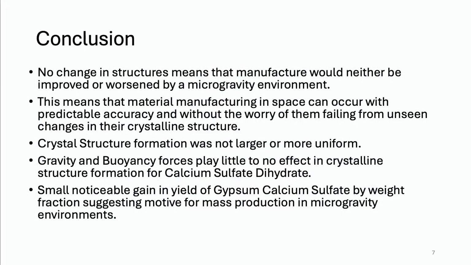So our overall conclusion is that while these structures were not changed in any meaningful way, this is proof that we can manufacture them in space and here on Earth reliably. We can do experiments here on Earth with calcium sulfate for things like fertilizer and know that we're going to get the same kinds of materials in space as we do here on Earth. And while it wasn't larger, it was more uniform. So we did get better mixing and a better chemical reaction.